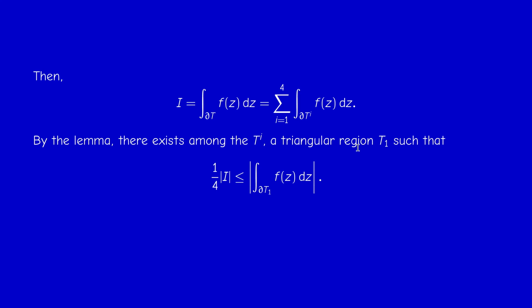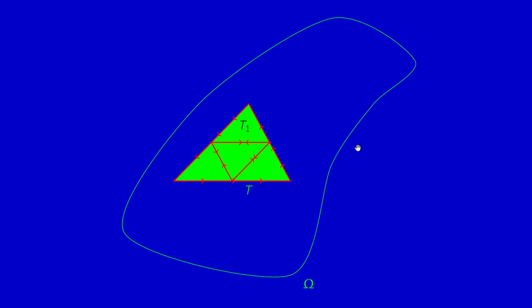Okay? And call this triangle region T sub 1, in order to distinguish it, because T sub 1 could be T1 or T2 or T3 or T4. Okay? Actually, it's not really important. So we have that the integral, I'll draw a picture now, over the boundary of one small triangle is bigger than 1/4 of the integral over the whole triangle. Okay. And now we repeat the process.